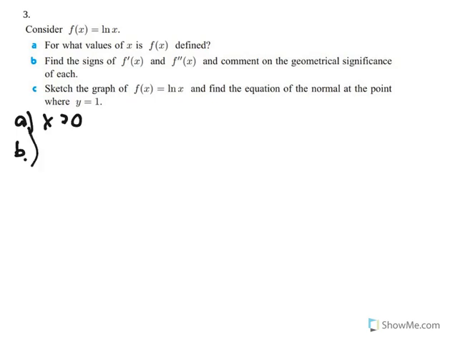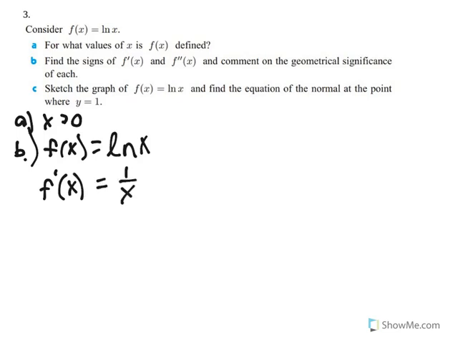For part B, find the signs of f prime of x and f double prime of x. So if I know f of x is the natural log of x, I then know f prime of x, the first derivative, by definition is 1 over x. Now it says to talk about the signs of it and then the geometrical significance. So I know that is going to be greater than 0 for all x.